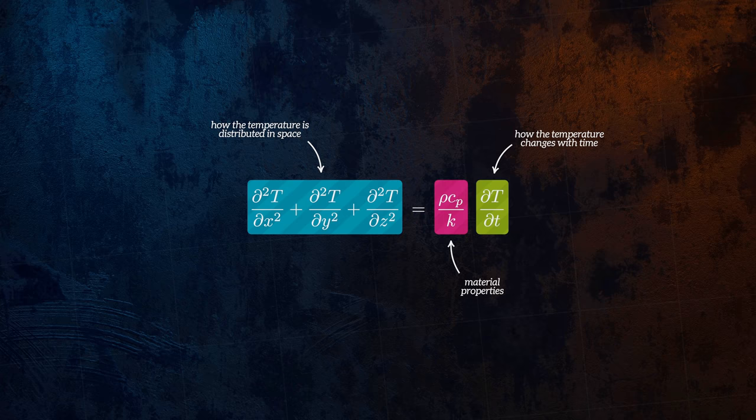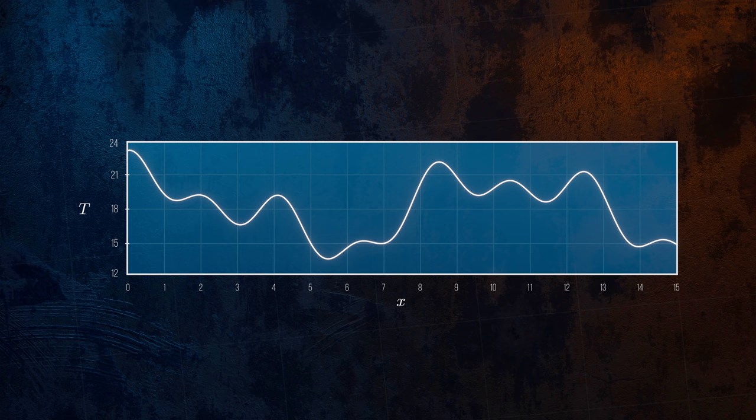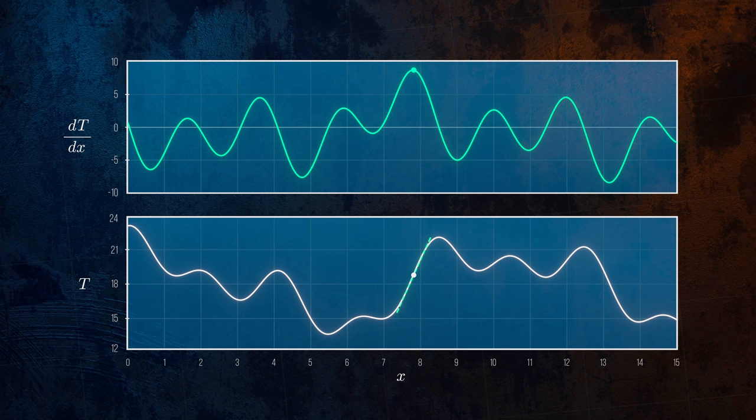You might be wondering why conduction depends on second partial derivatives. To illustrate this, let's look at a simple function, T, that defines the temperature along a distance, x. Differentiating T with respect to x gives us the slope of a line tangent to the curve. Where the temperature increases suddenly, the derivative is large, and where the curve changes direction, the derivative is zero.